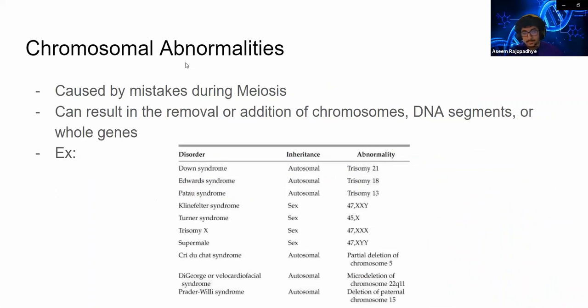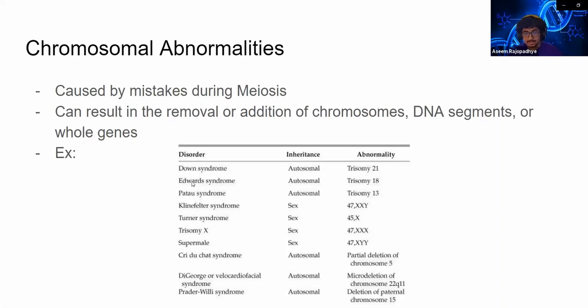All right, so we have chromosomal abnormalities, and these can be caused by mistakes during meiosis. If you don't know what that is, meiosis is the division of sex cells, so the sperm or egg cells in a human body. These mistakes can result in removal or addition of whole chromosomes, DNA segments, or genes. And here are some examples.